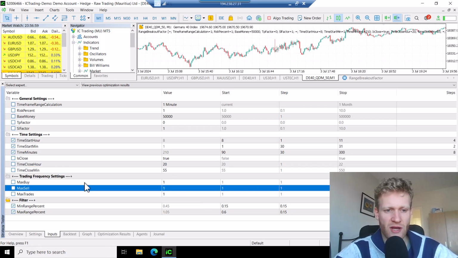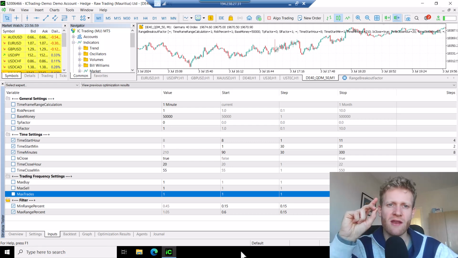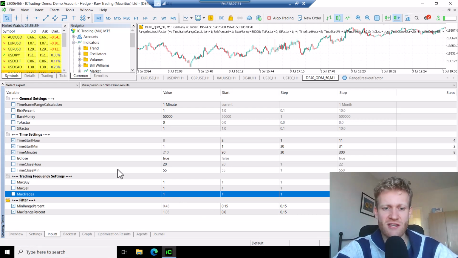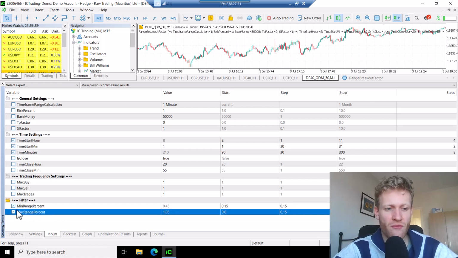Then we do have the trade frequency. This is something that I did optimize in my previous runs. I tested the max trades parameter here in my optimization runs, and I tried to figure out if it's better to only trade the first trade or the first two trades. And in my previous optimization runs, I figured out that it is better to just trade the first trade with this strategy in this symbol. And then I do have the min range and max range filter here.